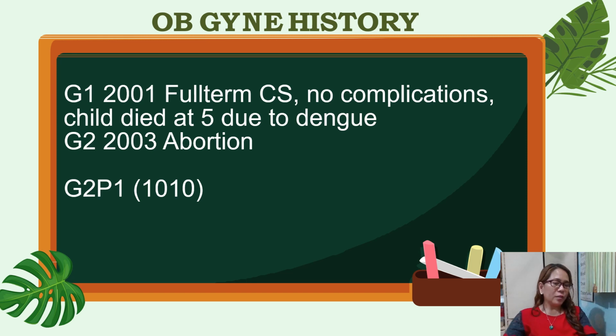Yung para, yung umabot ng parity or yung viable age, isa lang kasi abortion yung isa. Sa TPAL term, may isa kang term. Preterm, wala kang preterm. Abortion, may isa. Walang living kasi namatay naman yung G1, unang pagbubuntis, at aborted yung pangalawa.